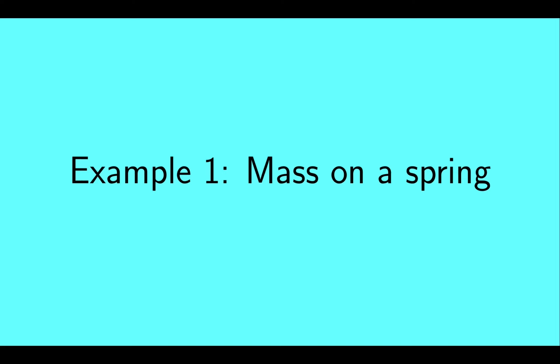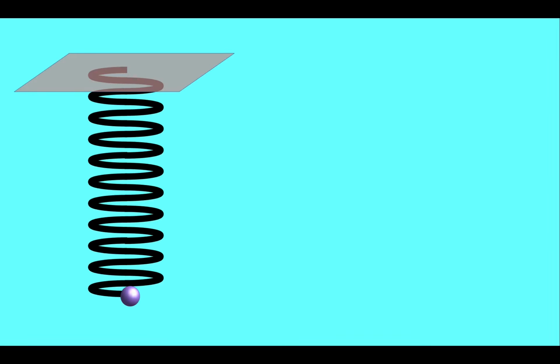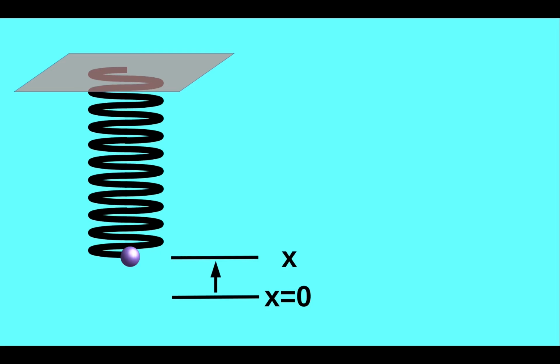For the first example, let's look at a system commonly covered in high school physics courses, a mass on a spring. Okay, so we have a spring, here hanging from a horizontal surface. At the bottom is a purple ball. The spring can stretch and contract, moving the ball up and down. When the spring is left to hang and is not moving, the ball will be at a certain position. We define this position as x equals 0. When the spring is stretched or compressed, the ball will be at a different position, which we will call x.